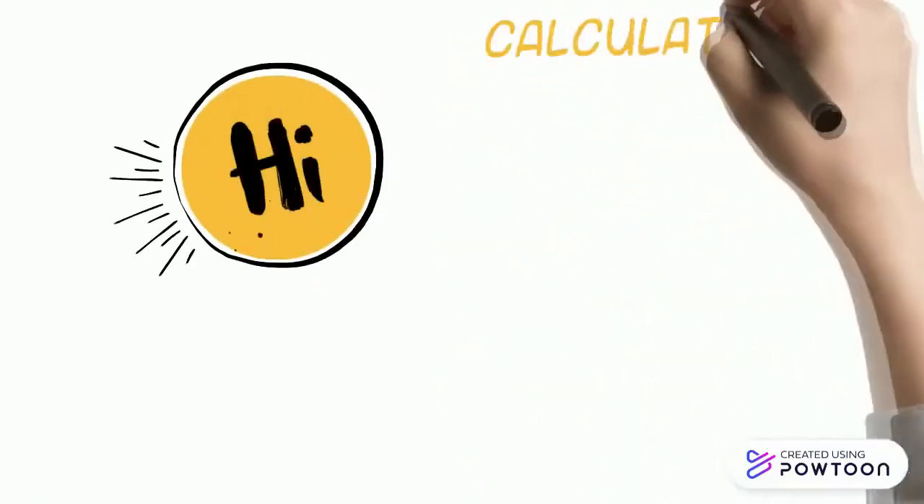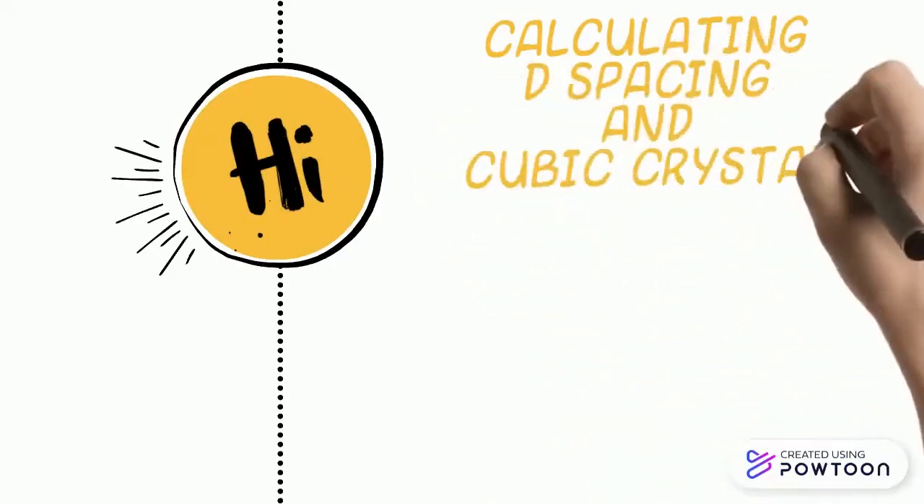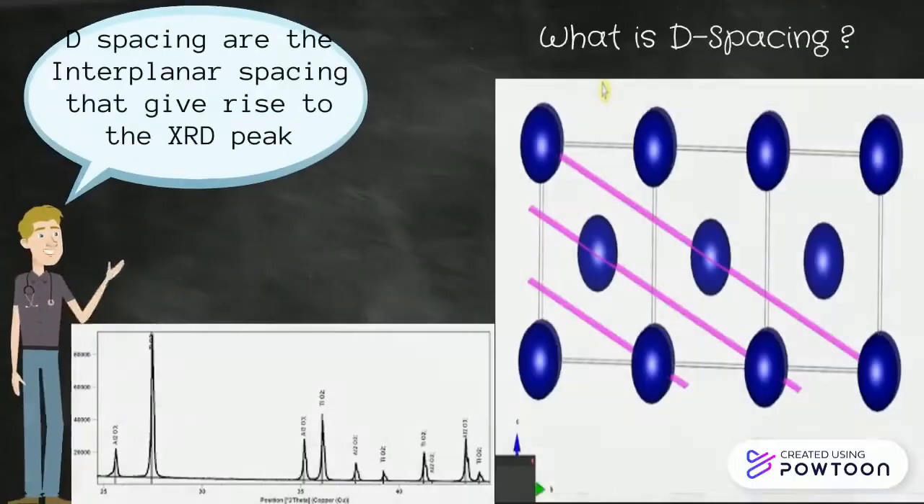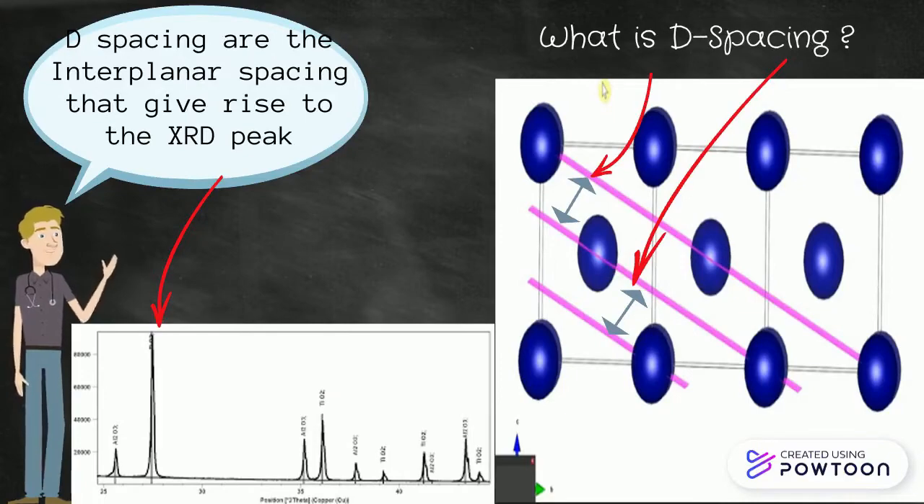To continue this presentation, I am going to explain about d-spacing calculation and cubic crystal structure determination. First of all, what is d-spacing? D-spacing is the interplanar spacing that gives rise to the X-ray diffraction peak, as we can see with the example below.